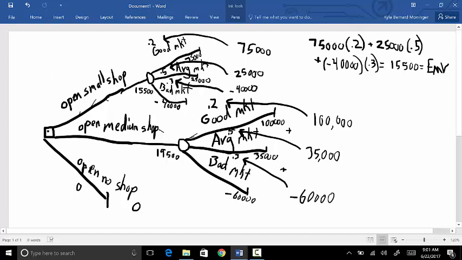So now at this decision node, I want to make a decision. I'll base my decision on the best EMV. Here I want to maximize my profit, my expected profit. So the decision with the best expected profit is to open a medium shop, with 19,500. So I indicate decision 2 is the best, and I should expect a profit of 19,500.